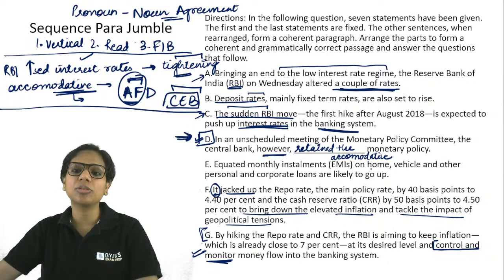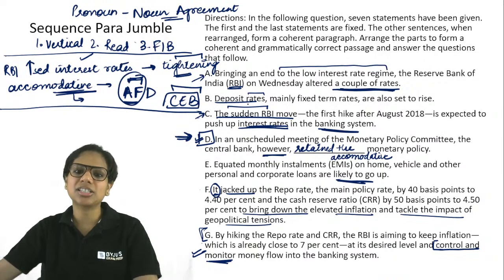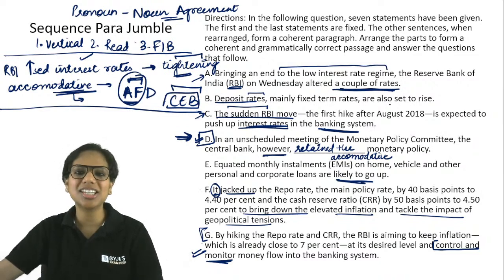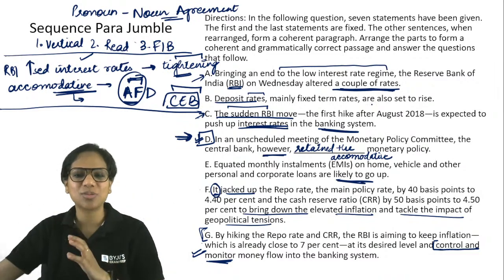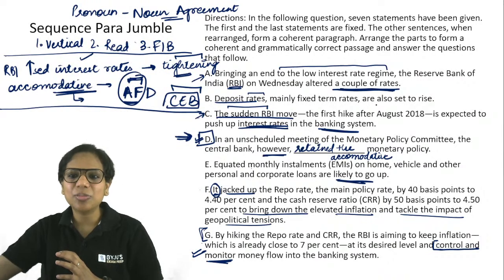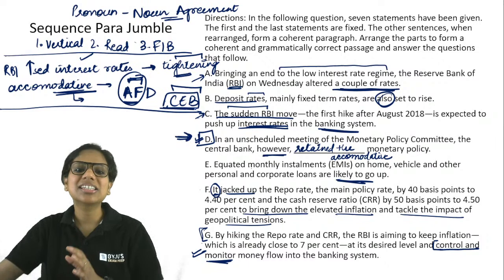Equated monthly installments on home, vehicle, and other personal and corporate loans are likely to go up. Why will they go up? Because interest rates have gone up, right? Deposit rates. So it's not just that the rate on loans will go up. Deposit rates, mainly fixed term rates, are also set to rise. When the interest rates rise, they rise on both sides, right? So your FD rates will also rise and your EMI rates will also rise. So E, C, E, and B later on because of this also, right? So CEB is a sequence.